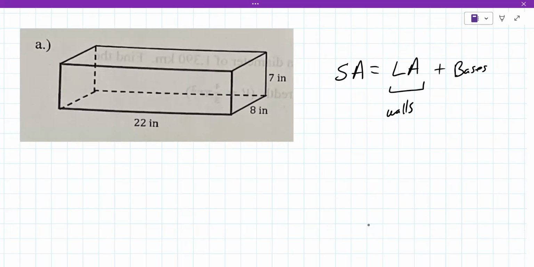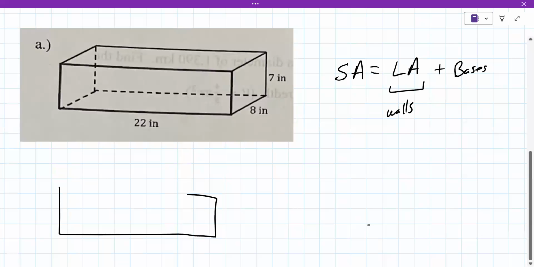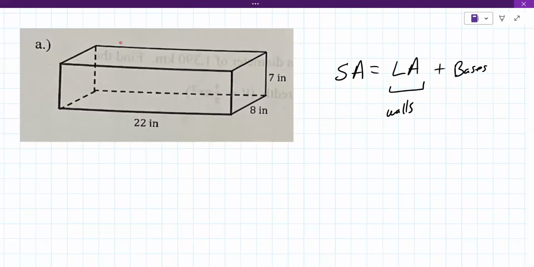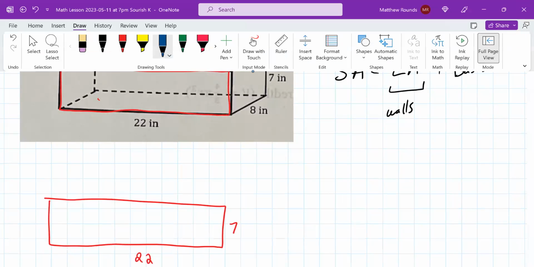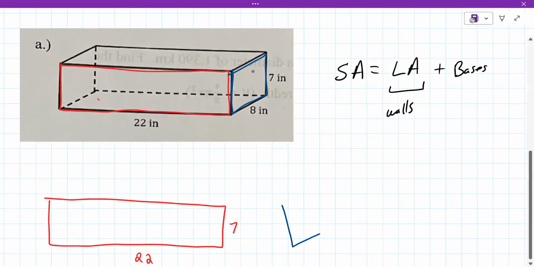In this problem, the walls are sort of this front wall right here, which actually I should trace out a little bit differently. So let me do this in a different color. This is a little bit more complicated. This front wall here in red has dimensions 22 and 7. Now there's also this side wall over here on the right. It's got dimensions 8 and 7.